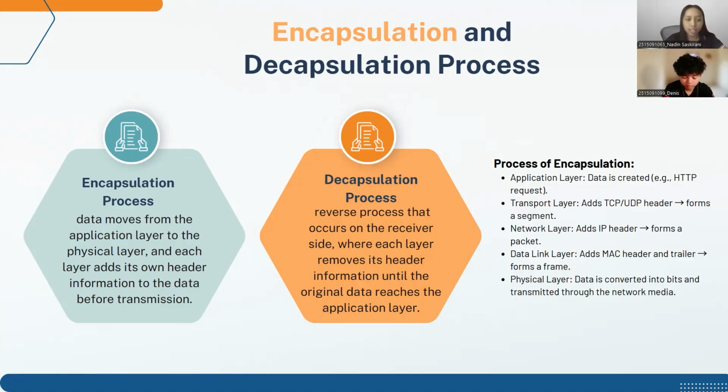You can see the process of encapsulation on the PowerPoint, starting from the application layer where data is created, for example, HTTP requests. Next is the transport layer, where it adds a TCP or UDP header to form a segment, then the network layer adds the IP address, and the data link layer adds the MAC header and trailer. The last is the physical layer, where data is converted into bits and transmitted through the network media.